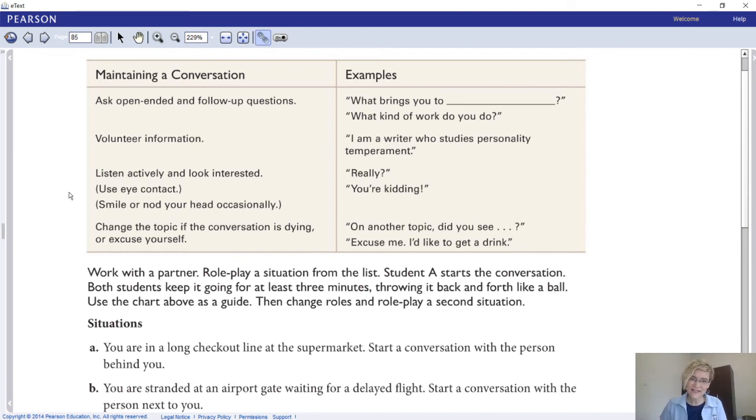Or you listen actively and look interested, you know? You use eye contact, you smile, you nod your head occasionally. "Really? You're kidding! No! Wow!" You know, stuff like that.